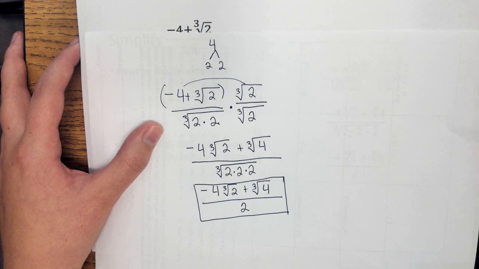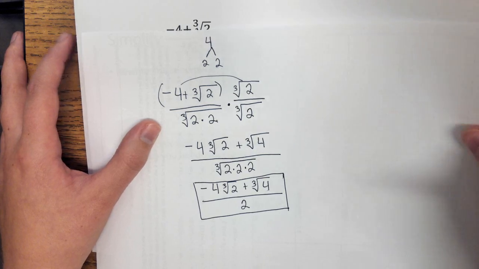So that's the answer. Now there's only one more type of question you might have to rationalize, which is something that has 2 terms in the denominator.